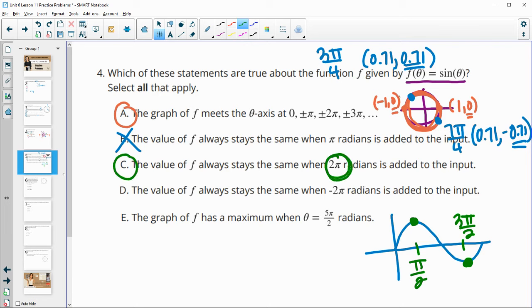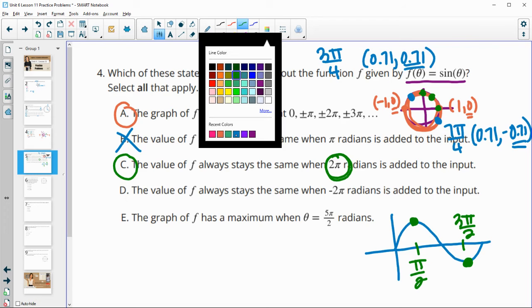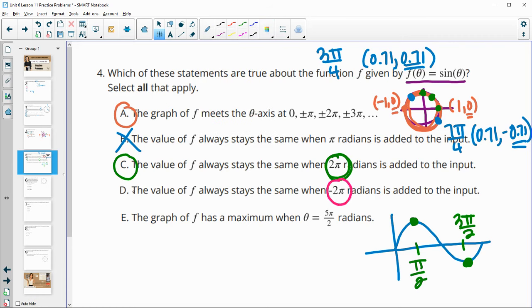The value of f always stays the same when 2 pi is added. Well, that's true, because that's just a rotation that gets you right back to the same number. So if we started here and we added 2 pi, we'd be back here. If we started here, add 2 pi, we'd be back. Here, add 2 pi, we'd be back. So that's true. Every 2 pi is a coterminal angle and the same sine value. The value of f always stays the same when negative 2 pi is added. Yep, that's just a backwards rotation. So instead of going counterclockwise, you'd be going clockwise, still end up right here, still end up here, still end up here. So 2 pi is just one rotation, whether you go forwards or backwards.